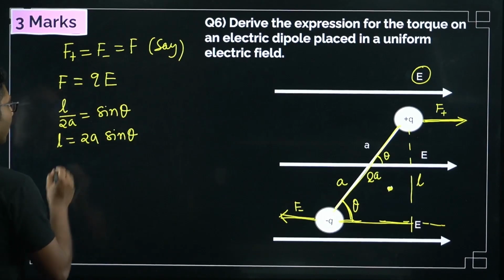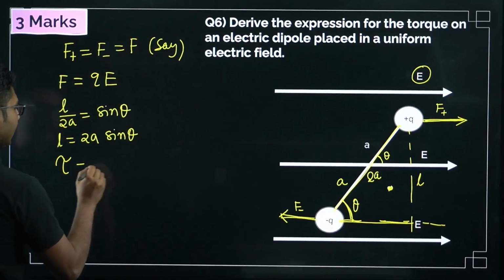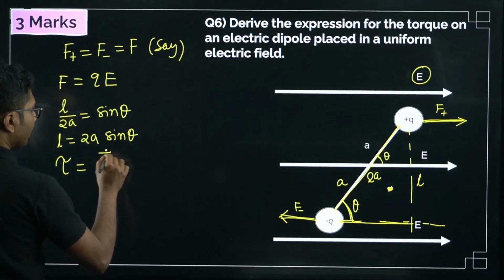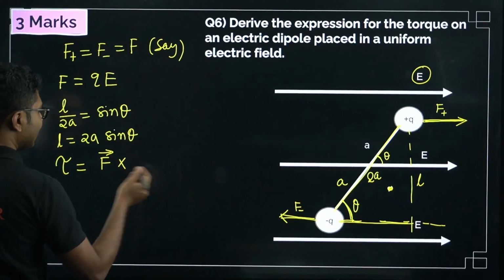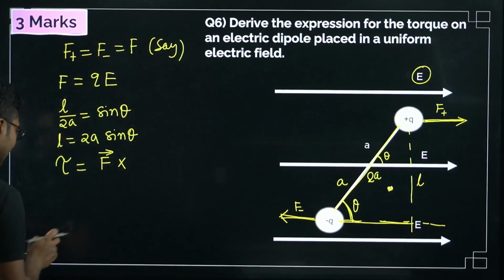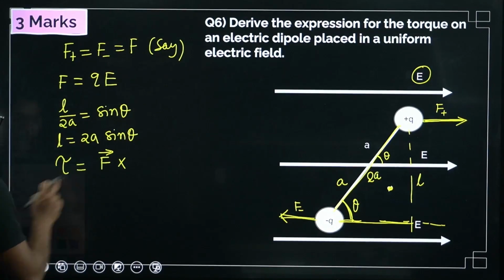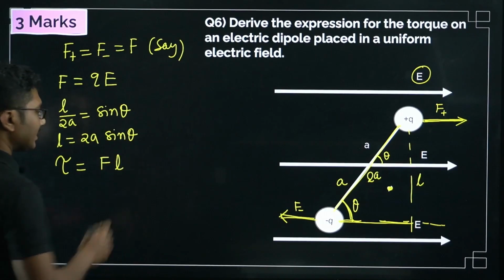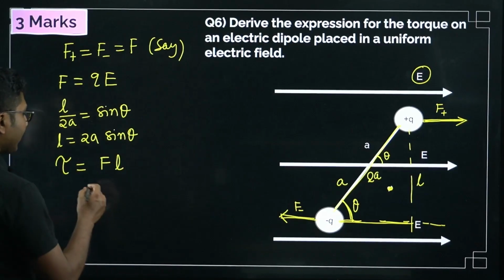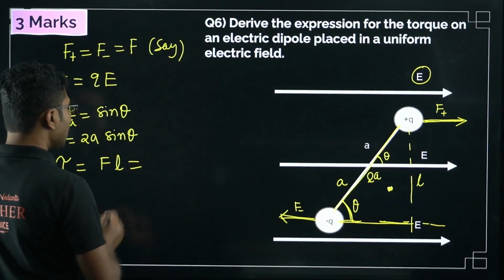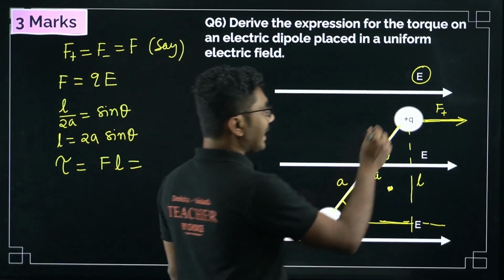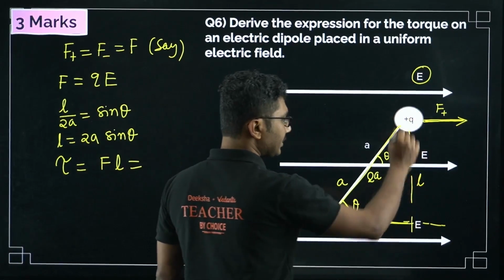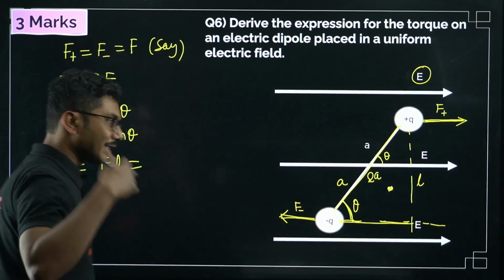Now what is the torque? Torque is basically force into the distance between the forces. For now we are just using the scalar form. We will apply the vector form once we arrive at this. So F into L, any one of the forces times the distance between the forces, is the torque. That you have studied in your PU1.